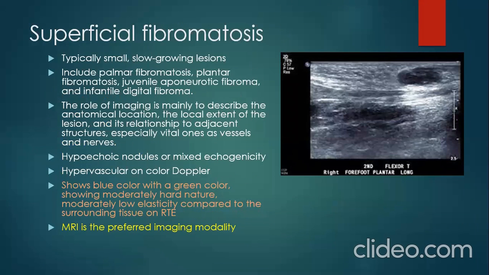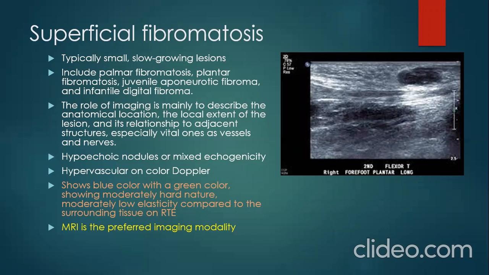Moving on to superficial fibromatosis, these are typically small and they are slow growing. And they include palmar fibromatosis, plantar fibromatosis, juvenile aponeurotic fibroma, and infantile digital fibroma. Their preferred imaging modality of choice is MRI, but ultrasound sometimes is used. And the role of imaging mainly is to describe the anatomical location of this fibromatosis, the extent of the lesion that we're dealing with, and its relation to adjacent structures, especially the vital ones like vessels and veins.